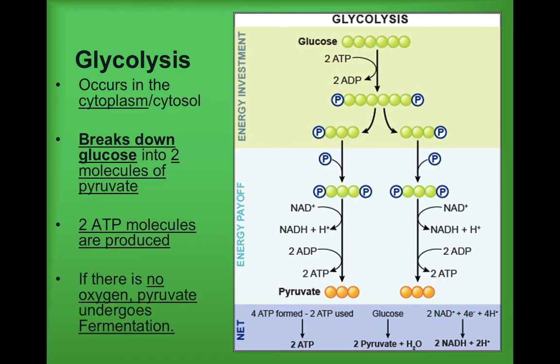If there is no oxygen, pyruvate undergoes fermentation. Now remember, we are talking about anaerobic respiration, which means there is no oxygen. So that means your body has to have a way of getting rid of pyruvate, so it ferments it. Now, if we're talking about your body, then what we're talking about is lactic acid fermentation. If we're talking about bacteria that's going to be used in the breakdown of fruits and vegetables and things like that, then we'd be talking about alcoholic fermentation.